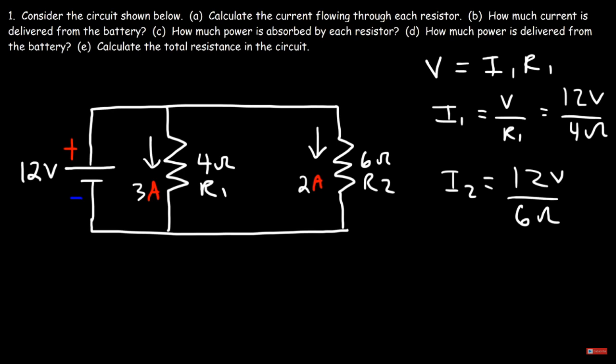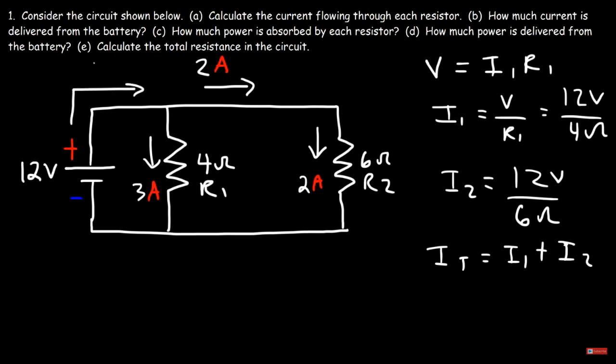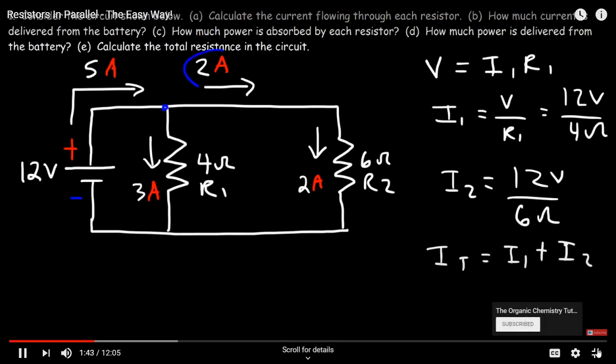Now how much current is delivered by the battery? Now keep in mind there's 2 amps of current flowing in this section of the wire. The current released by the battery is the sum of the currents flowing through each resistor. The current that flows through this segment has to be 5 amps. And it makes sense because at this junction, 2 went to the right and 3 amps went.